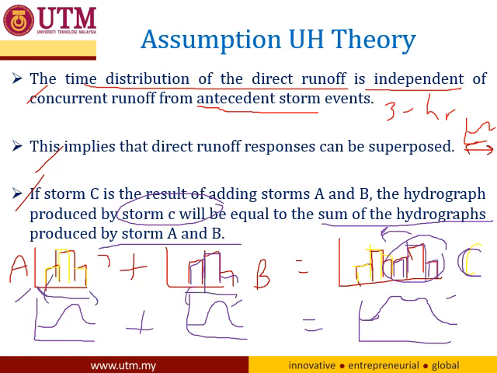If this is a 3-hour unit hydrograph, and storm B is also a 3-hour unit hydrograph, so it is a 3-hour plus 3-hour unit hydrograph, then you may use it. If it's not the same duration, then there's another method which we call the S-curve. We need to convert that unit hydrograph. But for this case, the important thing is that it can be superposed. So maybe you will understand more from an example later.